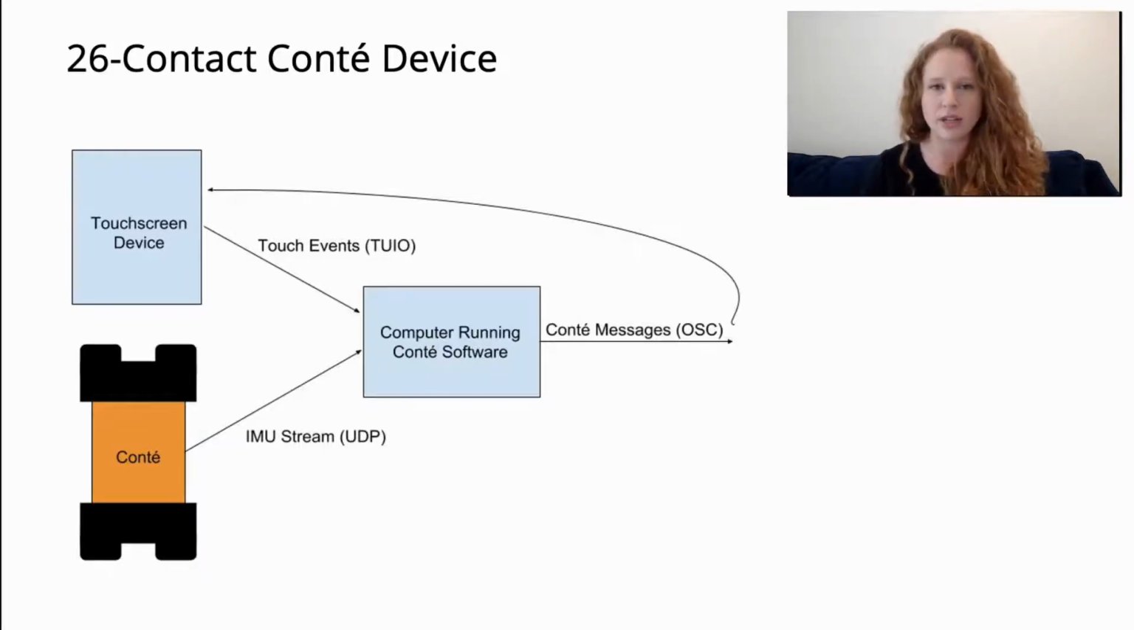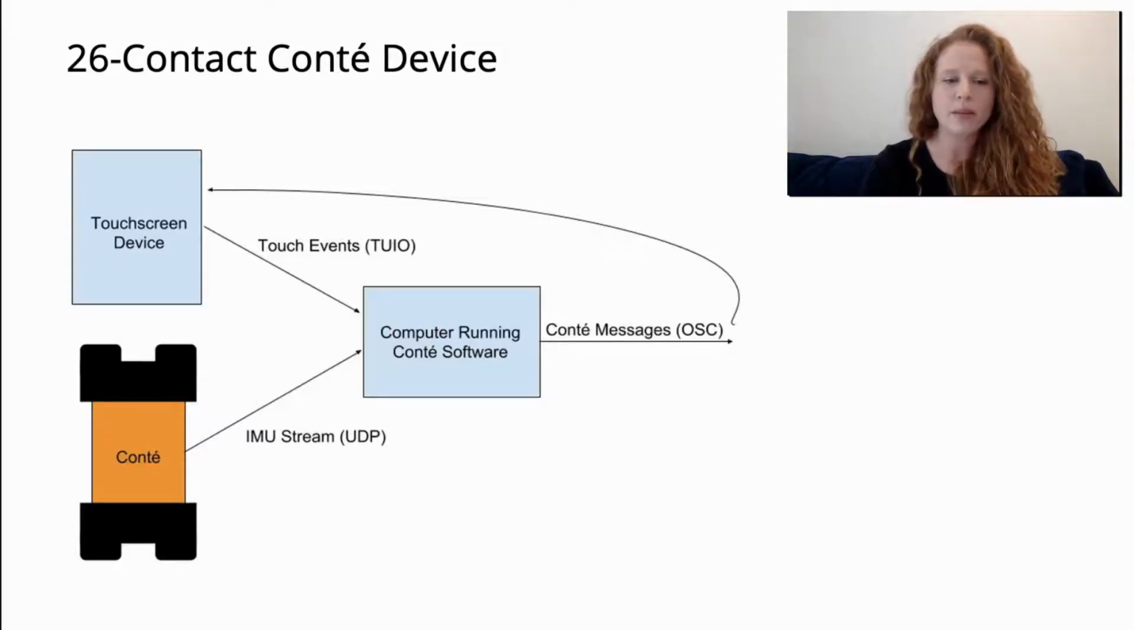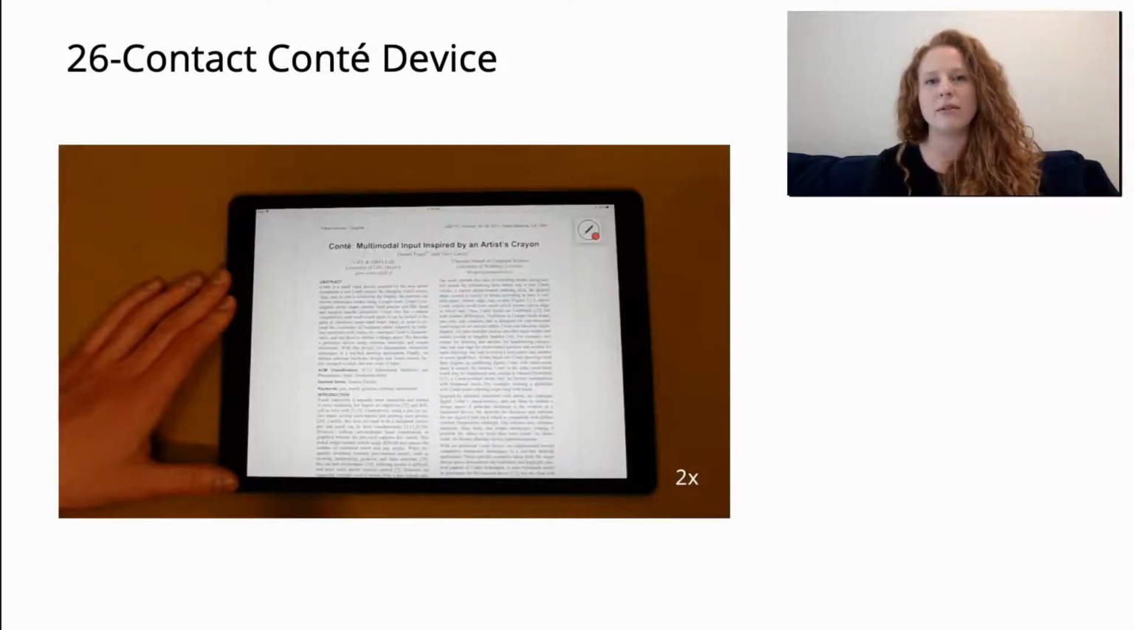So that the software can use that information when it's not touching the screen if it wants to. And that's all sent back to the touchscreen device so that Conte applications can be interactive. Since Vogel and Casiez were inspired by an artist's crayon, art applications are sort of a natural use case for Conte, but we built a demo to show probably a more widespread use, which is a PDF annotation application.